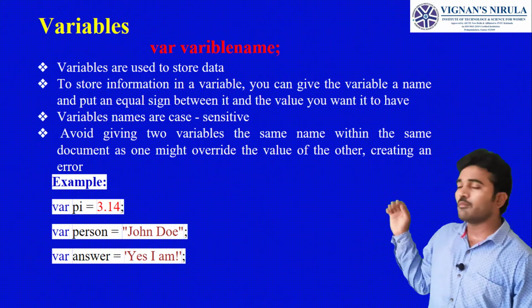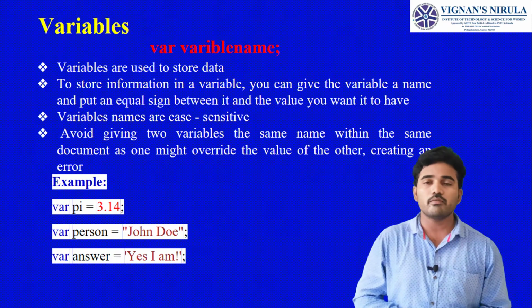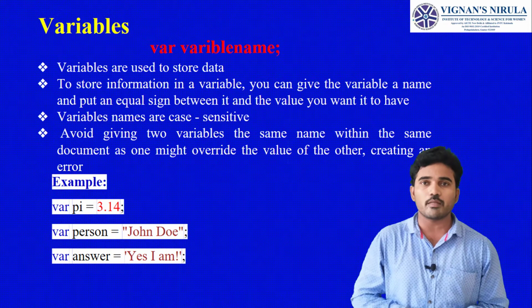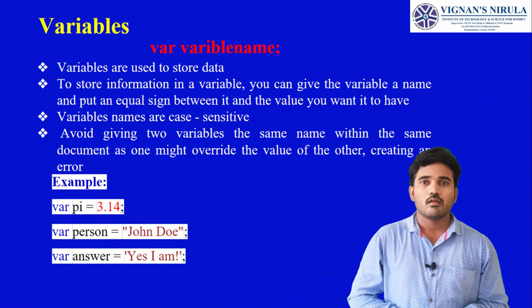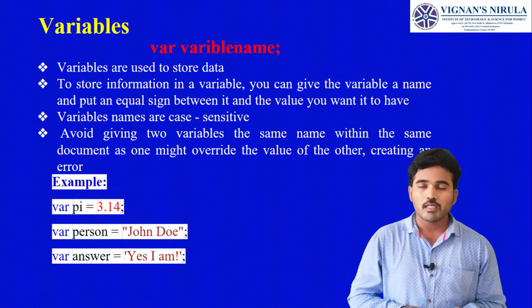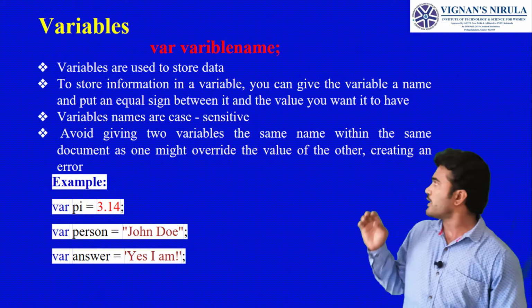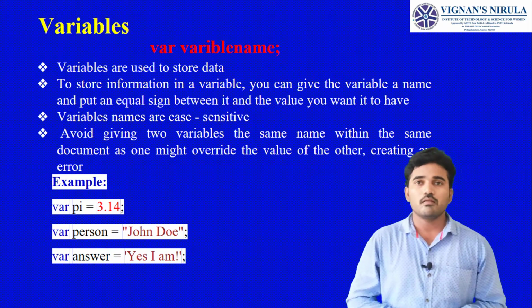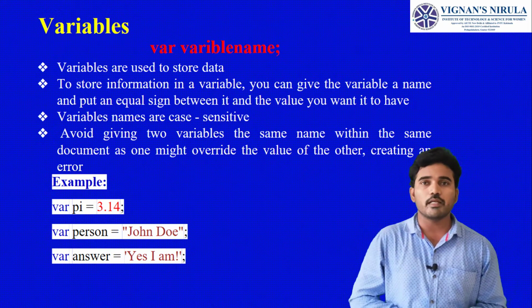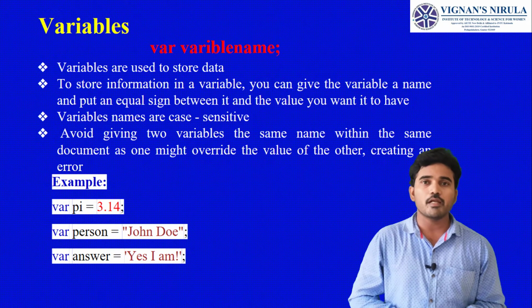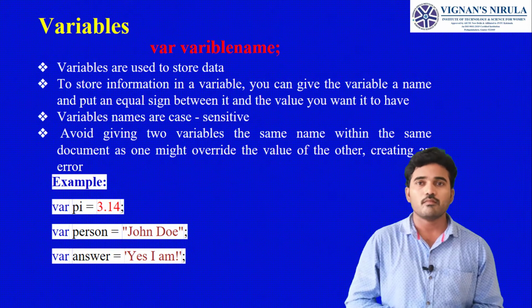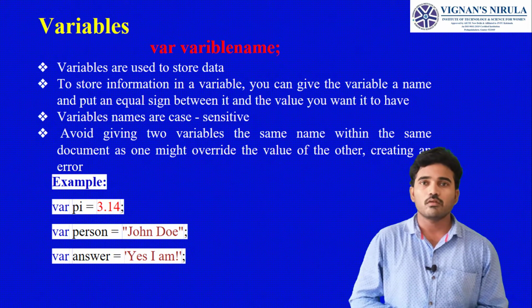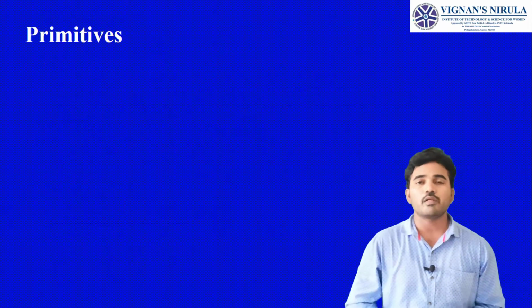In these examples, we have used var pi equals 3.14, var person equals John Doe, where it is a string, and var answer equals yes I am. So here three variables are declared. The first variable is pi, the second variable is person, and the third variable is answer. Understood? So the next one is about primitives.